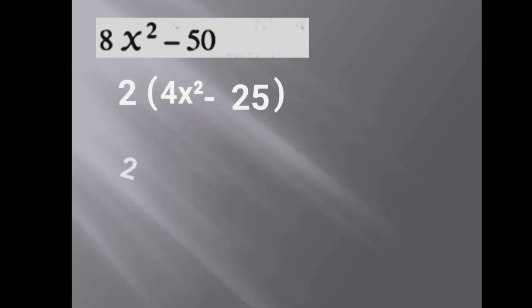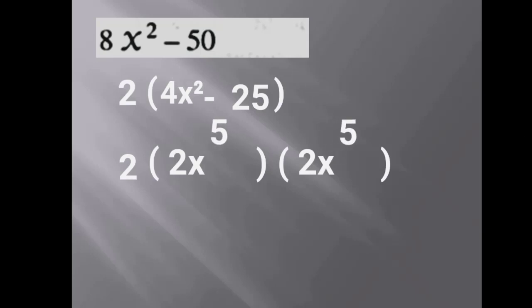We keep 2 as it is, and factorize 4x power 2 minus 25, because 4x power 2 is a perfect square and 25 is a perfect square, and between them a negative sign. So we make two brackets like this and calculate the square root of 4x power 2, which equals 2x, distribute it into the brackets, and the square root of 25 equals 5 into the brackets like this, and one takes positive and the second takes negative. Thank you.